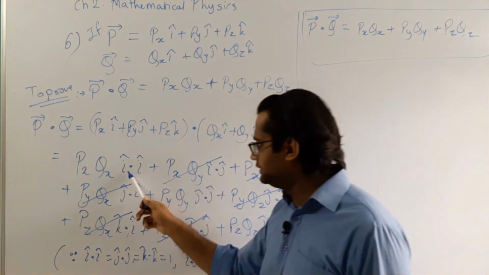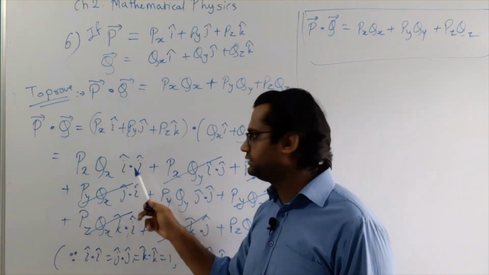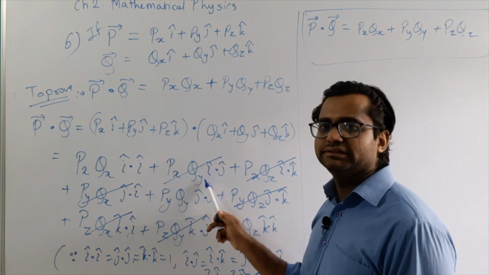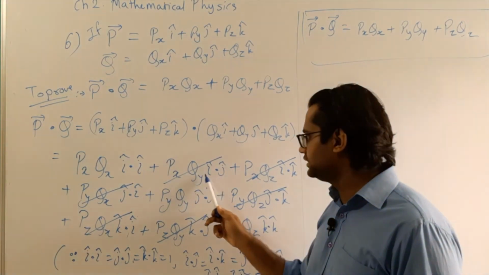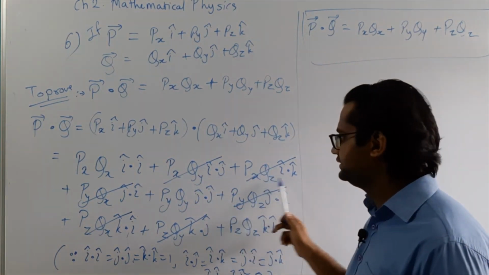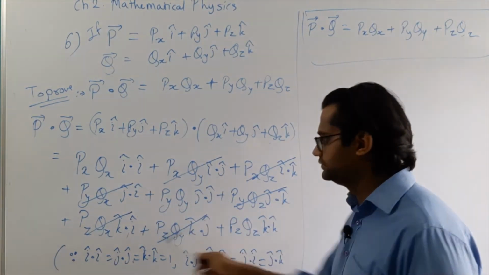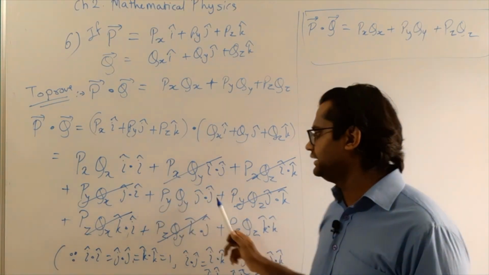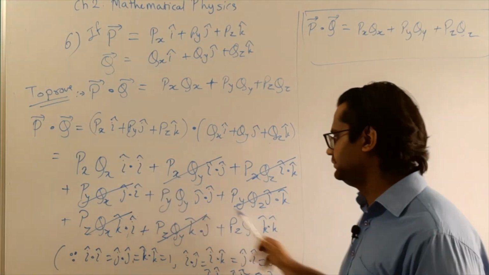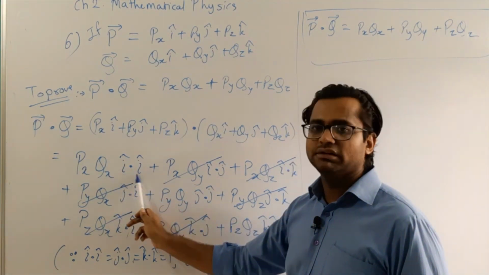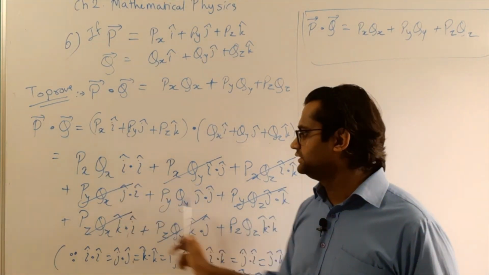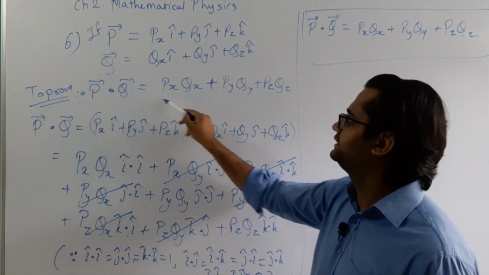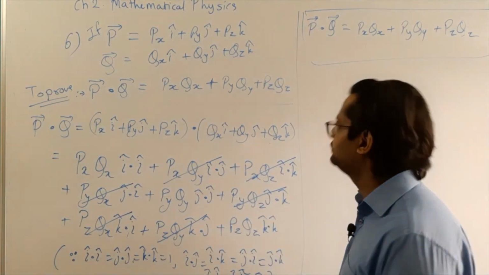Now if you look here, i dot i is 1. We already know that i dot i is 1, j dot j is 1 and k dot k is 1. And what about this i dot j? Since i and j are perpendicular, i dot j is 0. In the same way, this is 0, this is 0. So we have cut all these 0 terms. Any combination of i, j and k will be 0 except i and i, j and j, and k and k. So these terms will remain, and their dot product is 1. So px qx plus py qy plus pz qz is our result, and this is how we have proved it.